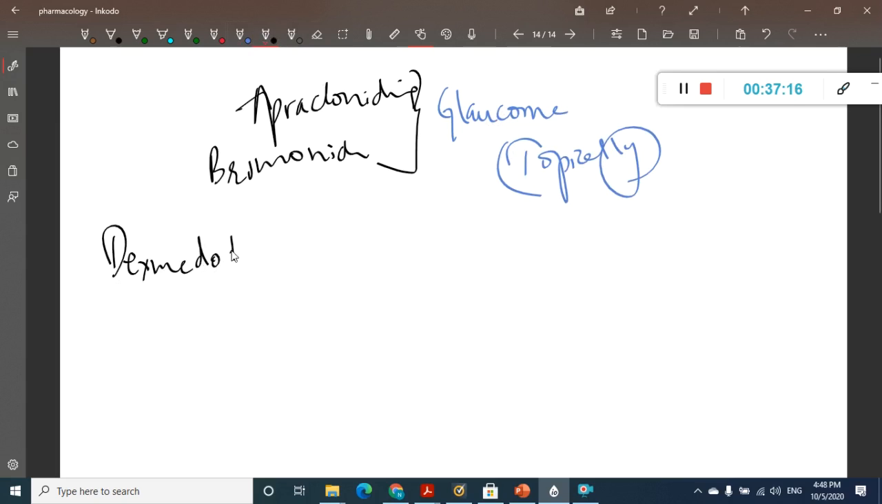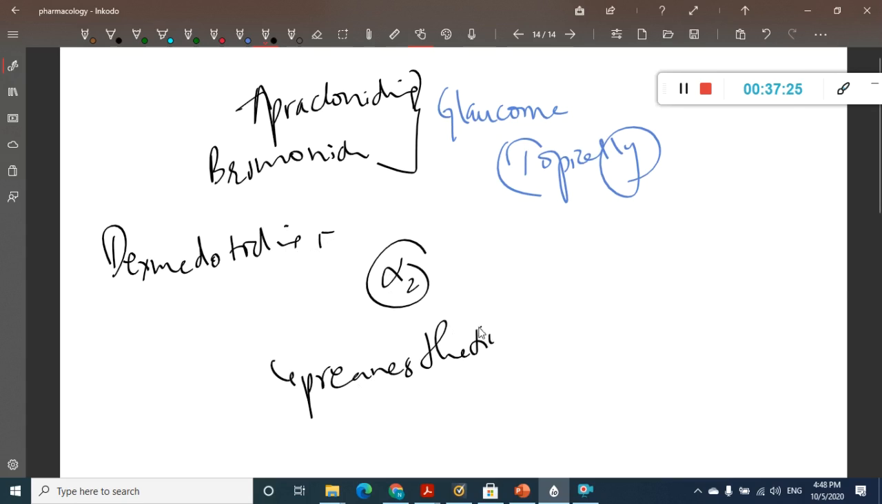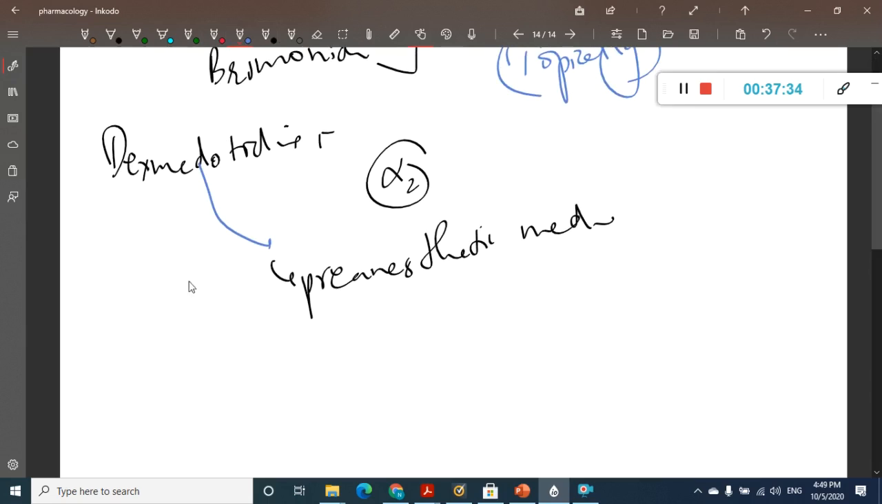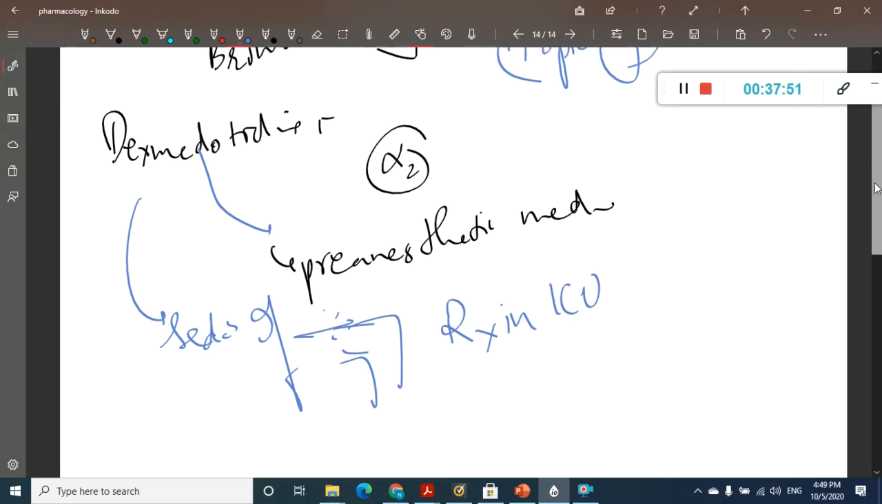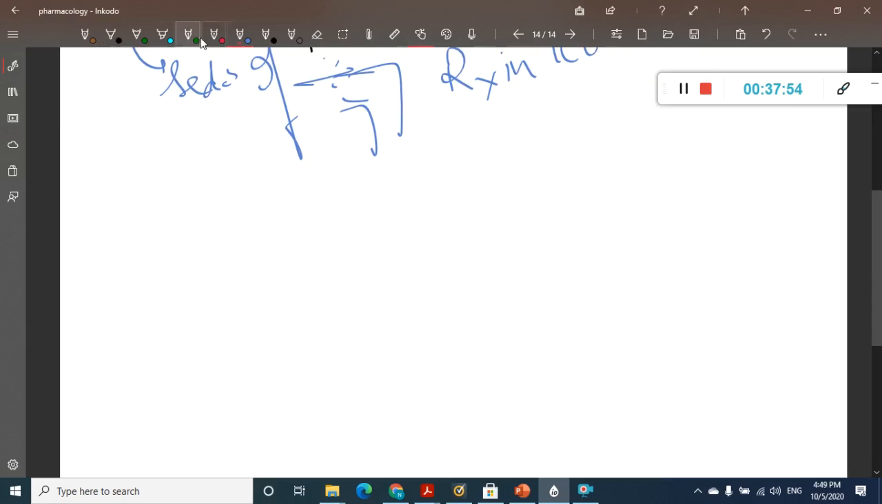Next we have dexmedetomidine. This dexmedetomidine is an alpha 2 agonist, and it is used as pre-anesthetic medication. Because of this, it can also be used for sedation of already intubated patients, or in patients on mechanical ventilation. So it is actually used in the ICU. That is dexmedetomidine.